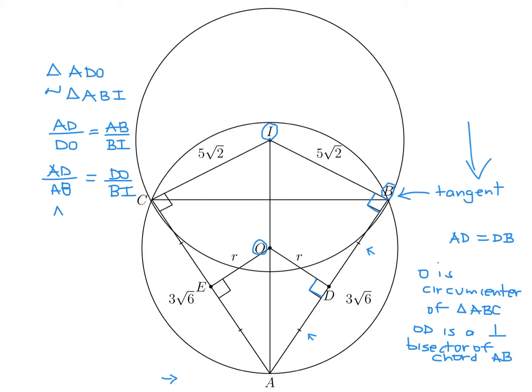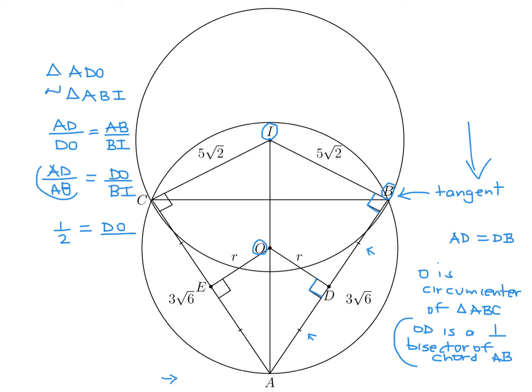Okay, AD over AB. Now, AD over AB, because of this rule, is really just a half. Right? This right here, because AD is half of AB. And then DO over BI, that one I will need to figure out. So let's see here. How can I figure that out? DO over BI. Well, DO I don't know, to be honest.